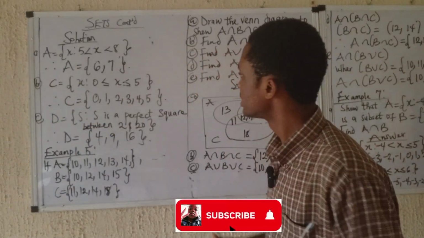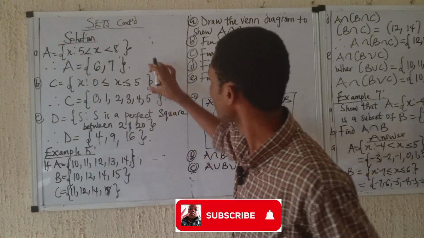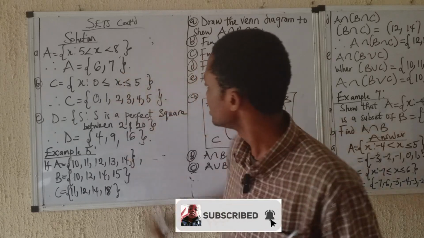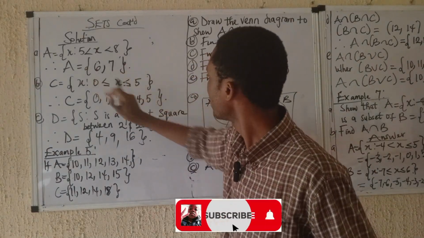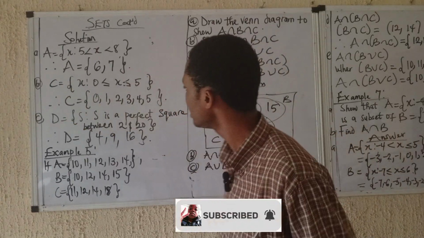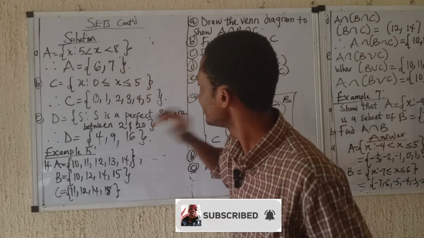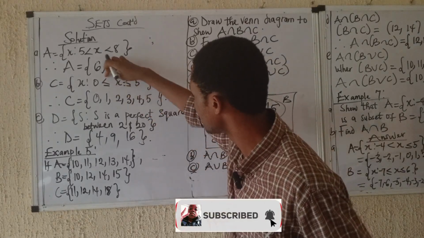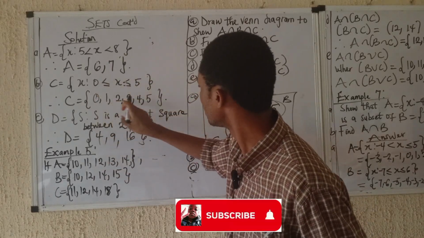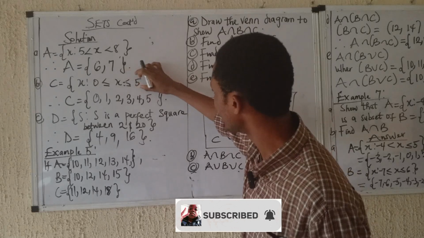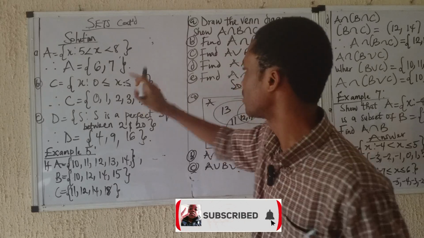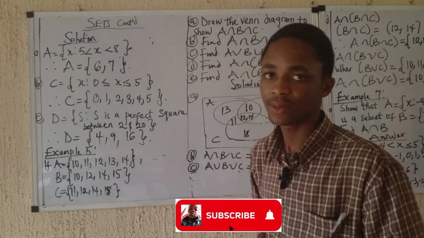Now, number 2, set C, it's another set builder notation, contains element X such that X is greater than or equal to 0 and lesser than or equal to 5. Interpreting this one, set C, since X is greater than or equal to 0, we start our counting from 0: 0, 1, 2, 3, 4. Where should we stop? Come to this side again, where X is lesser than or equal to 5. So for 5, we stop at 5, it's equal to 5.